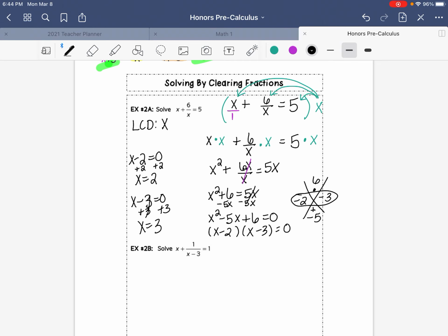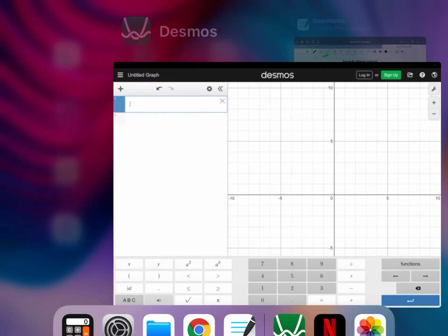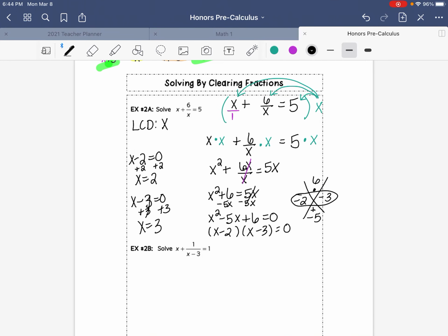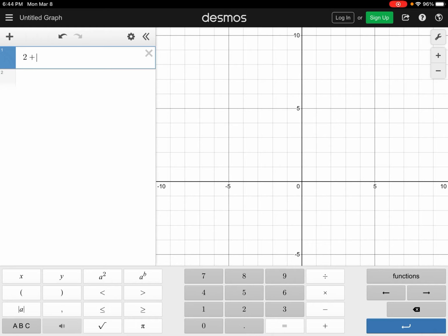So I have x plus 6 over x equals 5. So what I'm going to do is I'm actually going to pull up Desmos. And I had x. So we're going to start with the number 2. So I have 2 plus 6 over 2. Actually, it was 6 over 2 equals 5, right? So did that equal 5? All right, so that does equal 5.